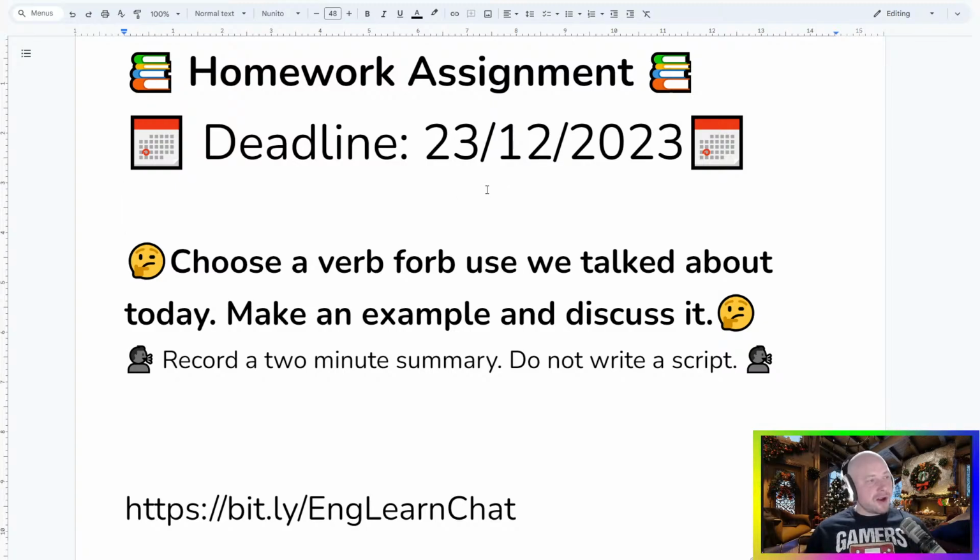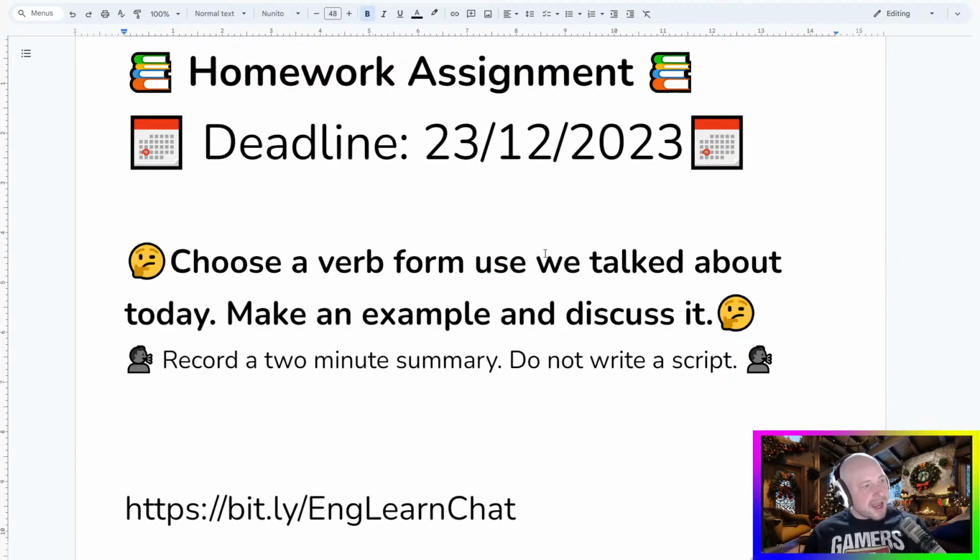So, here's the homework for today. Choose a verb form use we talked about today. A verb form use. So, infinitive, bare infinitive, infinitive with to, ing. Make an example and discuss it. You could talk about remember, try, stop, whatever you want. Record a 2-minute summary. Do not write a script.